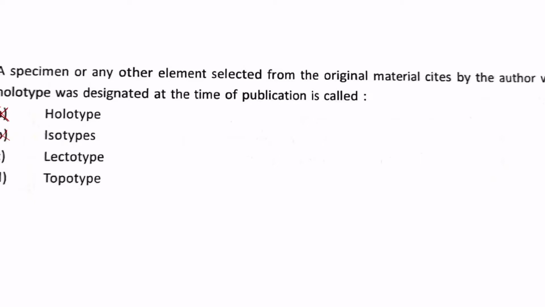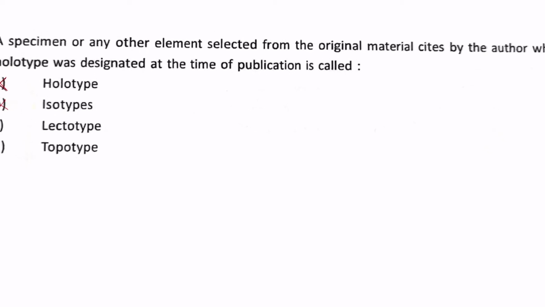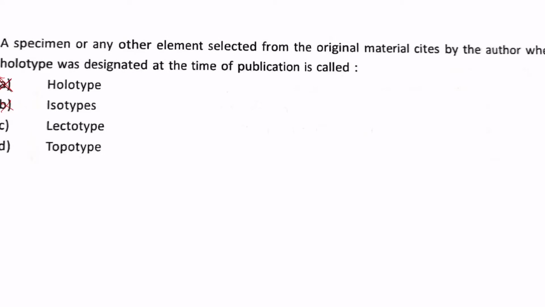Lectotype will be the answer. Lectotype is the specimen which is selected and is replaced when holotype is not found or missing. And topotype is when a material is collected from the same geographical location as that of the holotype. So therefore our answer is lectotype.